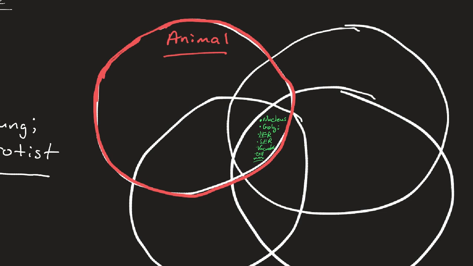Animal cells, mitochondria, let's not forget the mitochondria. All the cell types have mitochondria. All the eukaryotes have mitochondria.